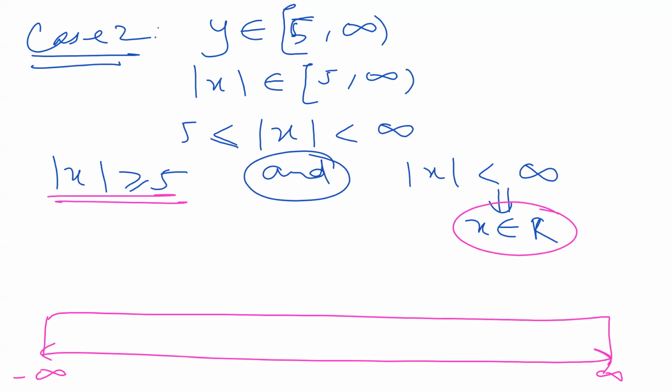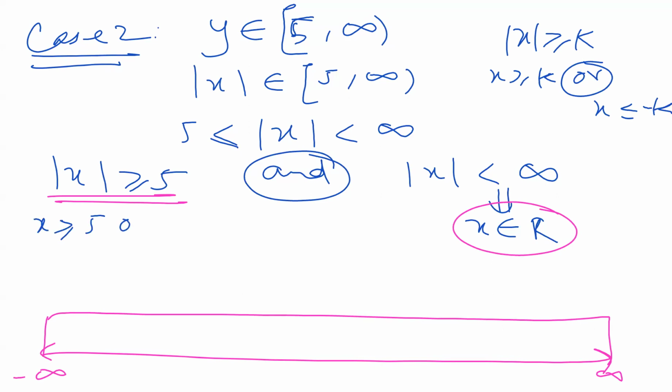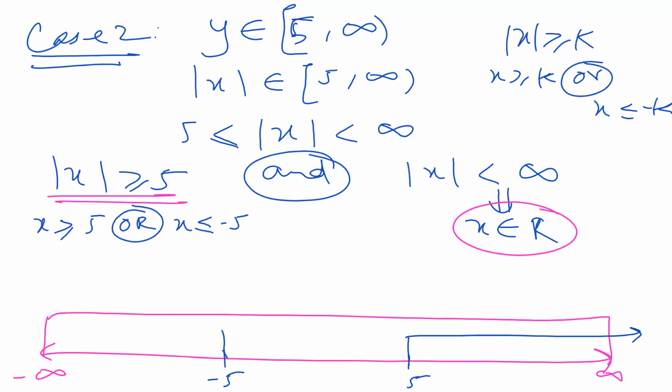Now this part. Modulus of x is greater than or equal to k. So x is greater than or equal to k, or, this time it is "or" in the formula, x less than or equal to minus k. So x greater than or equal to 5, or, which is union, x less than or equal to minus 5. Okay. So we have minus 5, we have 5 over here. X greater than or equal to 5 is this. X less than or equal to minus 5 is this. 5 will be shaded because there is equal to.